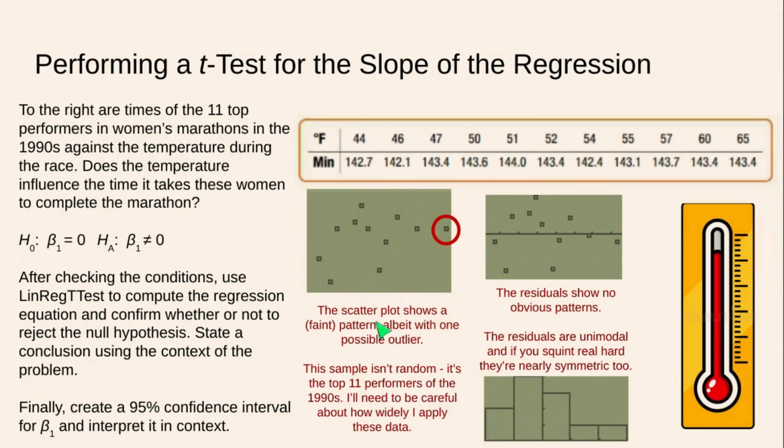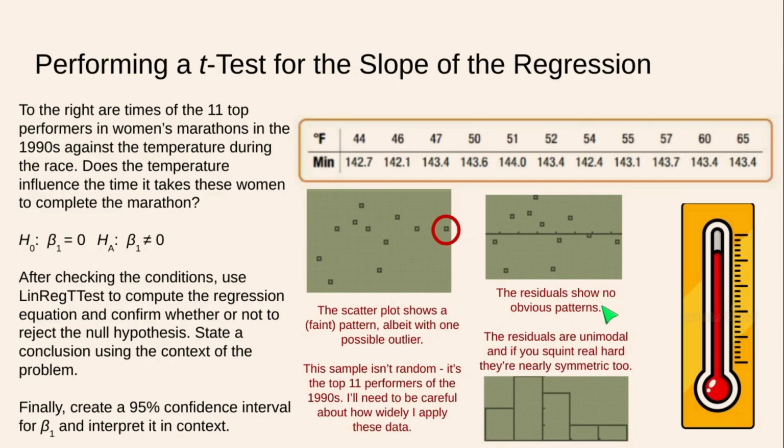The scatter plot shows a faint pattern, albeit with maybe one possible outlier over here, but there's generally an up and to the right sort of pattern. The sample is not random, so we cannot check off the box for randomization. We can check off the straight enough condition pretty easily, but the randomization condition is not there. These are the top 11 performers in the 1990s, so we'll need to be careful about how widely we apply these data. Looking at the residuals, there are no obvious patterns.